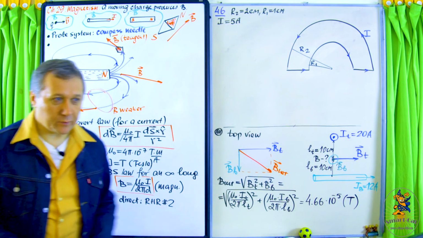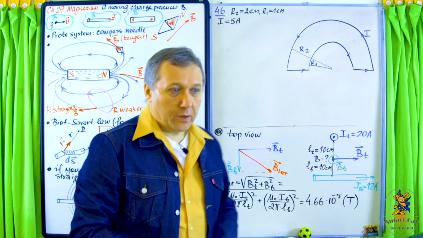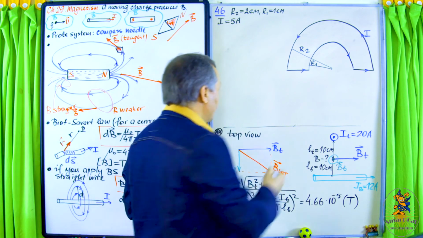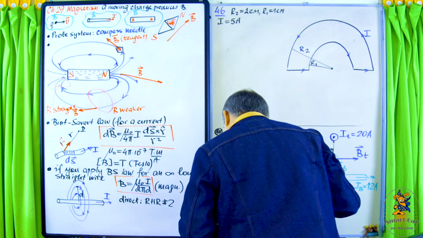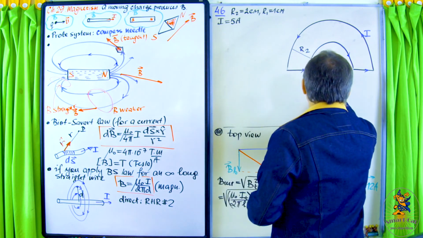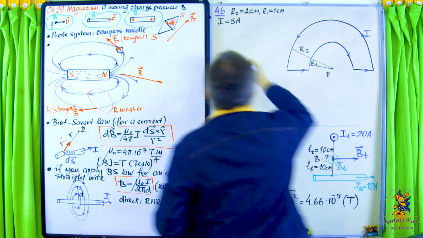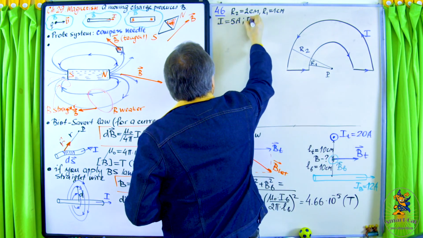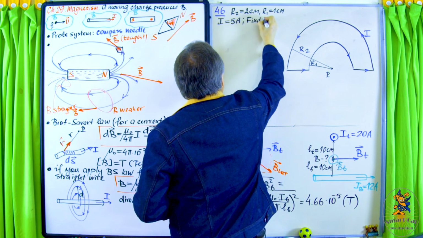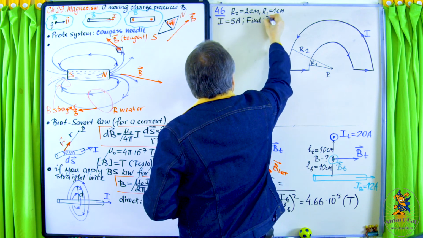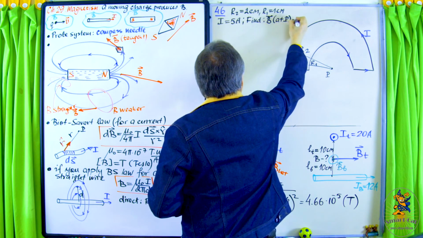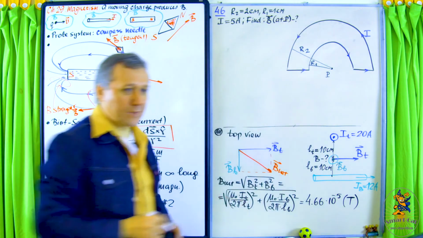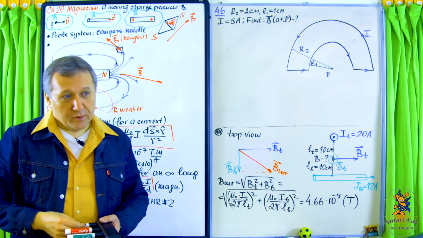And of course, now we need to raise the question. We need to find the magnetic field at this point. I think I label it P. Let's say this is point P. So we need to find the magnetic field at point P.